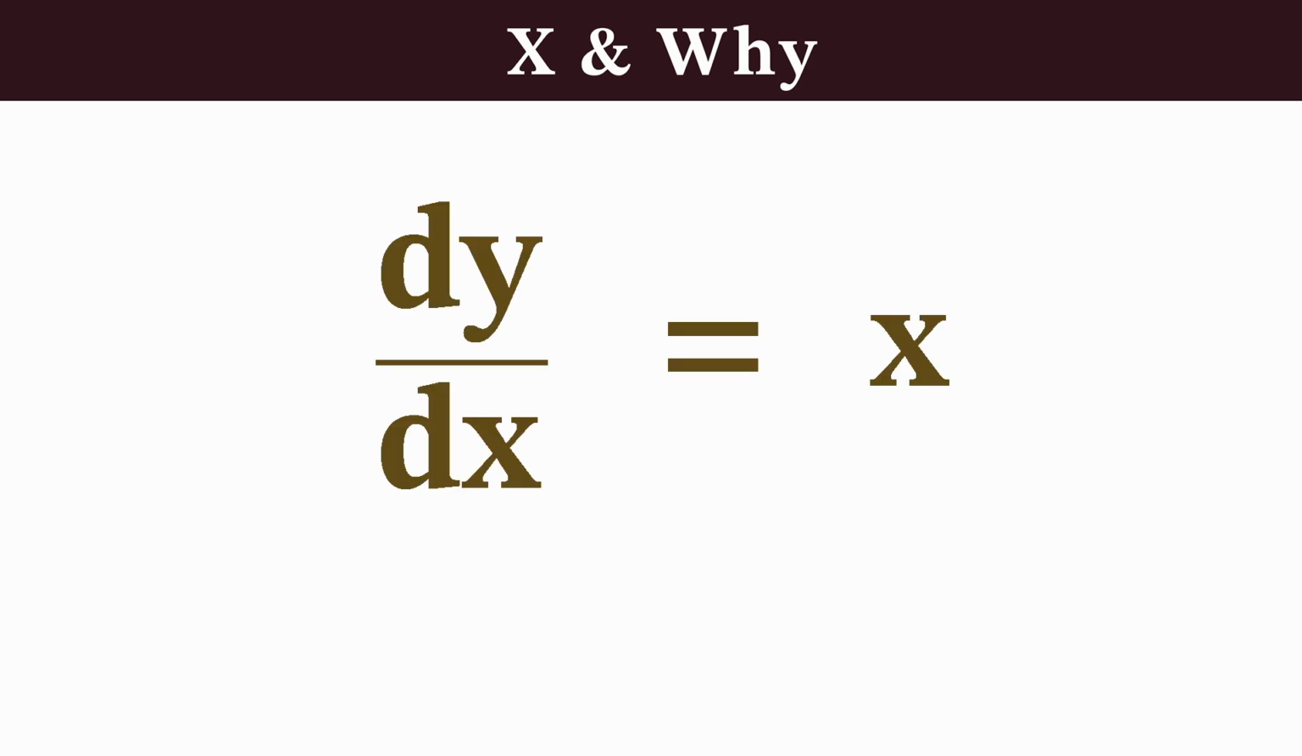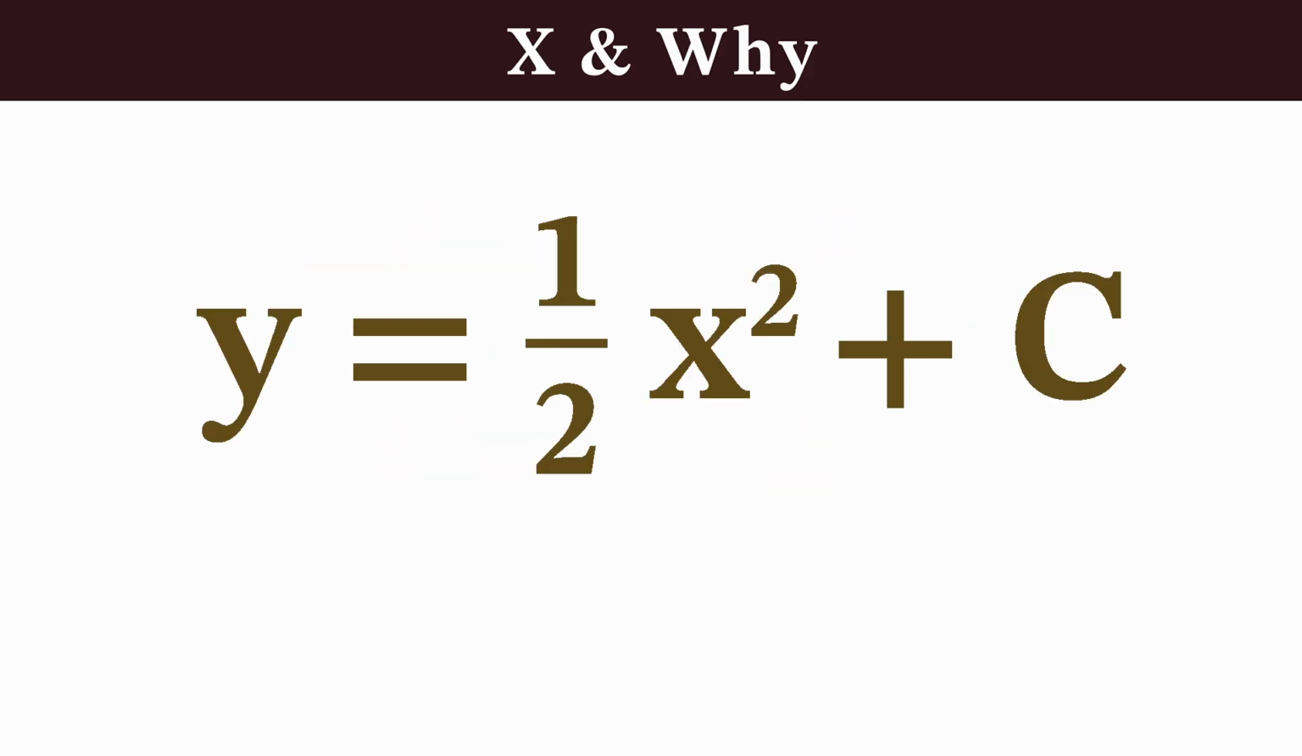Here is an example. dy over dx equals x. Taking the integral of this, you get 1/2 times x squared plus c. This is the general solution.